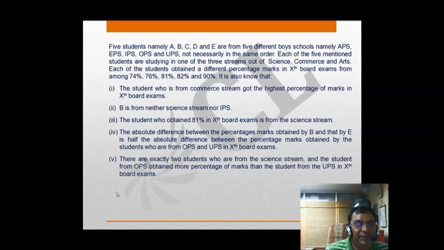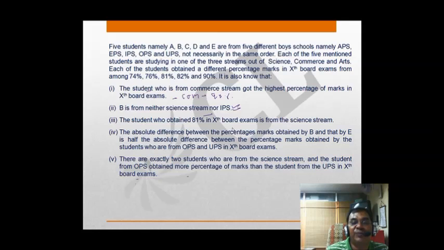Okay, so simply I'll make A, B, C, D, E. Where will I make it? Let's see if I make it. Commerce is highest. So I'll write here. Commerce has got 90%. B is neither science stream nor IPS. Okay. So it becomes the science stream. 81% is science stream. Done.